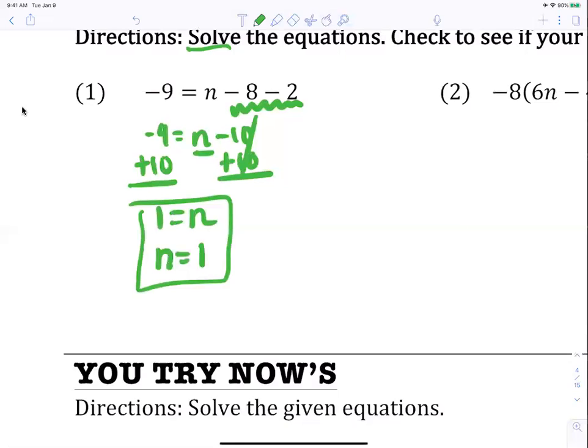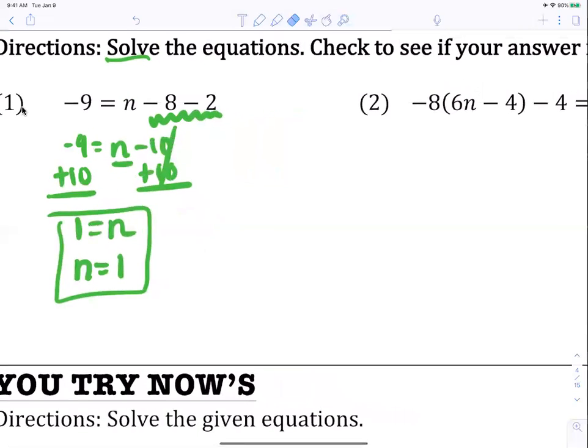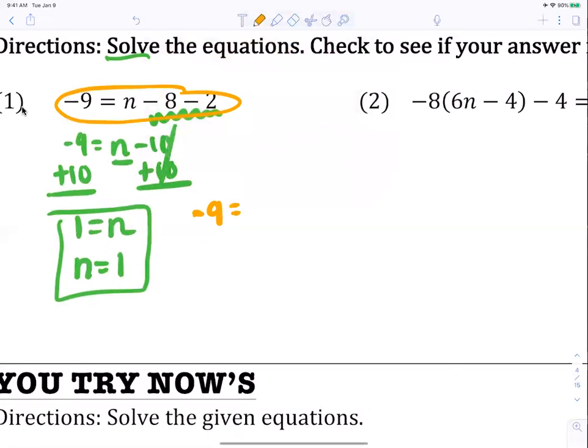Now, let's say you weren't sure you were correct. At the end of the day, can you plug it back up in here? Of course you can. Let's check it out. If I do negative 9 equals, let's plug in n. We're saying n is 1, minus 8 minus 2. Let's see if it actually works. It's all subtraction, so I'm just gonna go left to right. 1 minus 8 is gonna end up being a negative 7. Minus 2 ends up being negative 9, and it totally works. That means this is definitely my final answer.